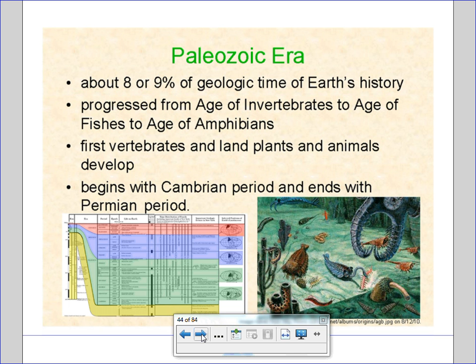The green color on our reference tables will be the Paleozoic. That was only 8 or 9%. That's where we get the evolution of simple animals, progressing from invertebrates to fish to amphibians. And we also see the first land plants and animals. And those are some of the period names that you've been using, like from Cambrian all the way up to the Permian, all part of the Paleozoic.